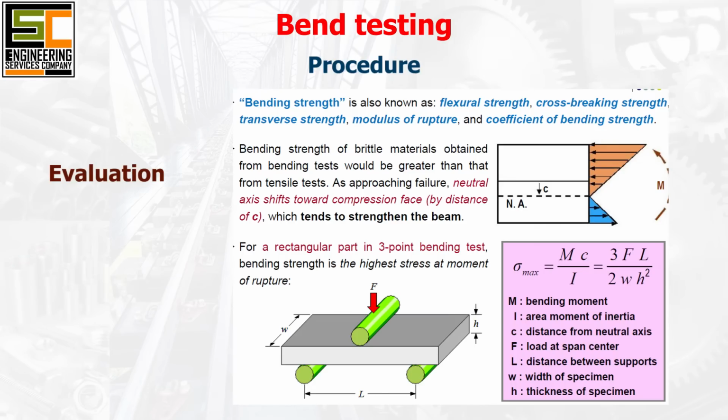Evaluation. After the test, the fractured or deformed specimen is examined to assess the extent of deformation, any visible defects, and the location of failure. The results of the bend test are analyzed to determine the material's ductility, toughness, and resistance to bending or forming processes. The test results may be compared to established standards or specifications to assess compliance with quality requirements.